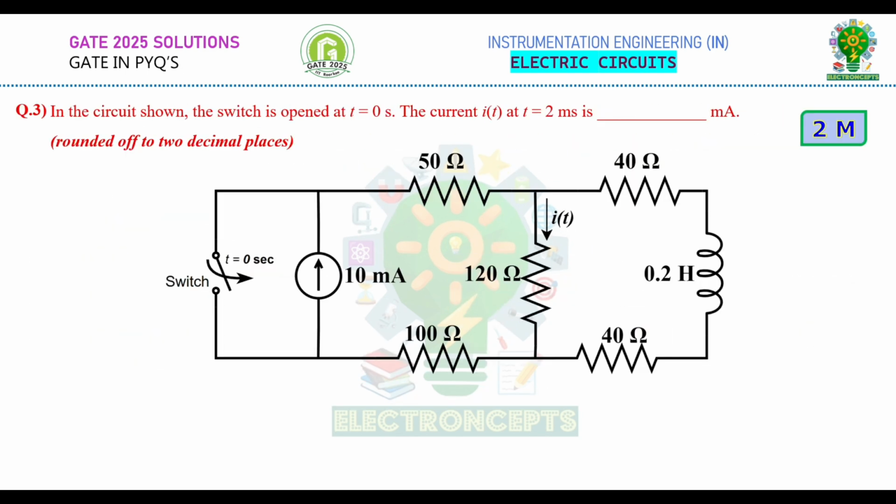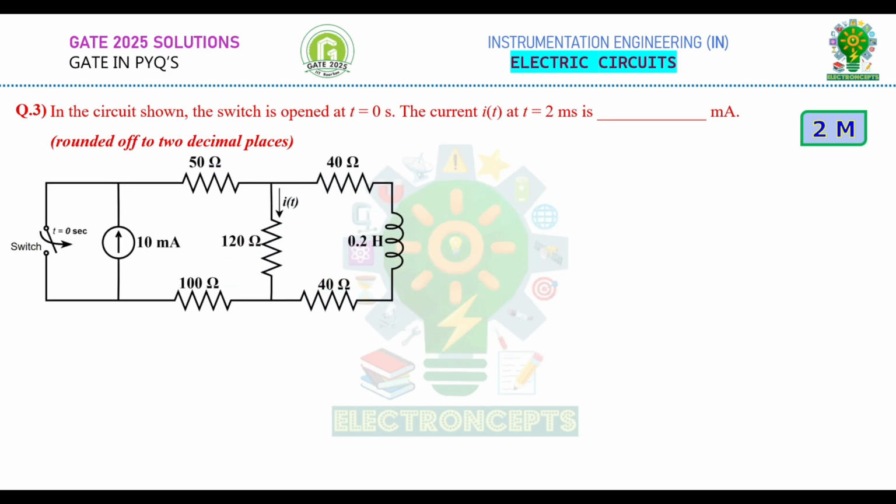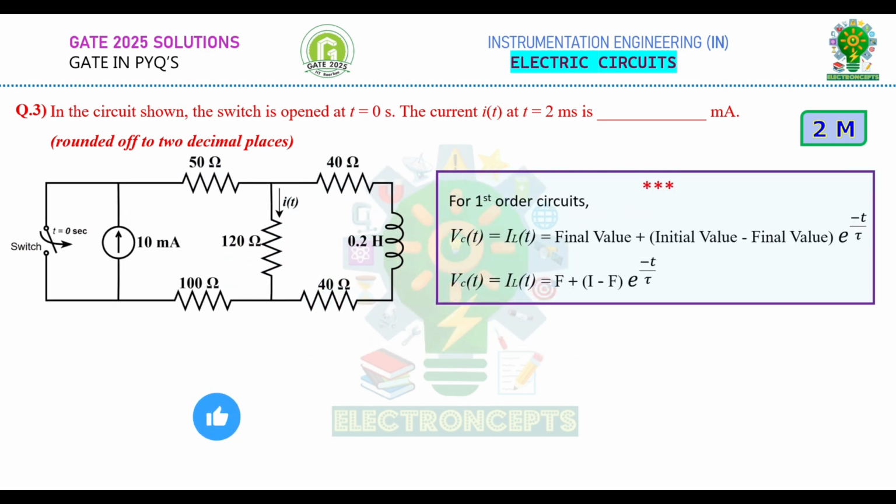Question number 3. This is a GATE 2 marks question. The circuit is given. The switch is opened at t is equal to 0 seconds. We need to calculate the current I of t at t is equal to 2 milliseconds. I of t is the current flowing through the 120 ohms resistor. This is a question from transients, and also this is a first order circuit.